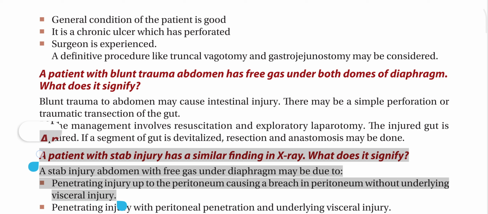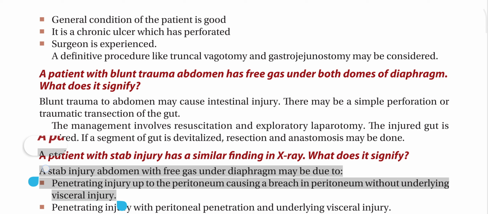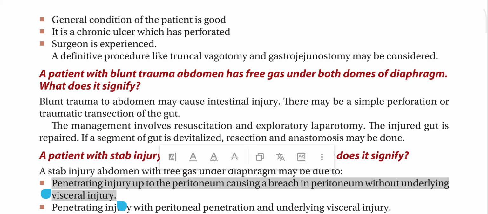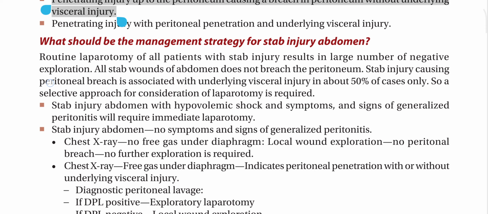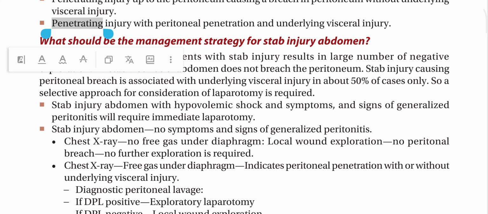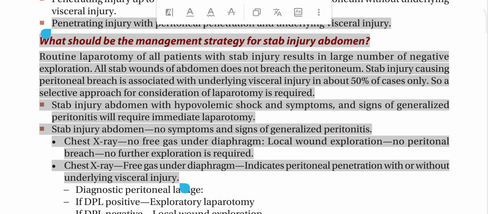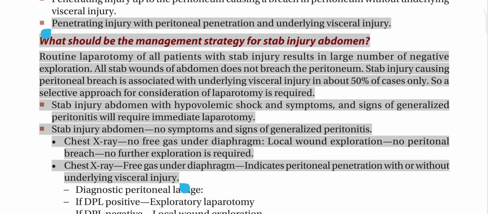A patient with stab injury has a similar finding in X-ray. What does it signify? A stab injury abdomen with free gas under diaphragm may be due to penetrating injury up to the peritoneum causing a breach in peritoneum without underlying visceral injury, or penetrating injury with peritoneal penetration and underlying visceral injury.